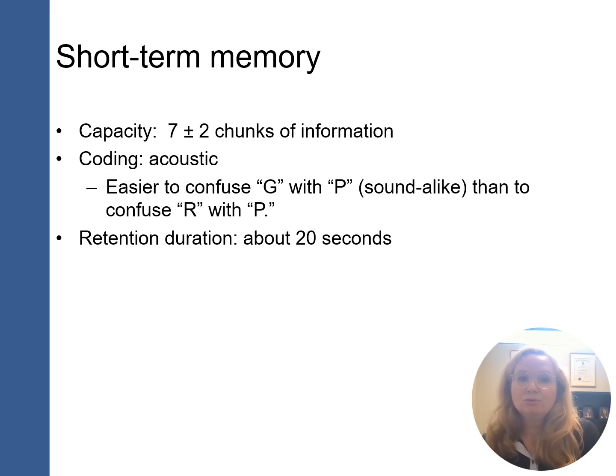Now, how long can you hold on to it? Unless you do something really amazing with the information to try and move it into long-term memory, it's about 20 seconds. About 20 seconds, okay? So the iconic memory, the sensory memory, is about 1 second, and the short-term memory is about 20 seconds.